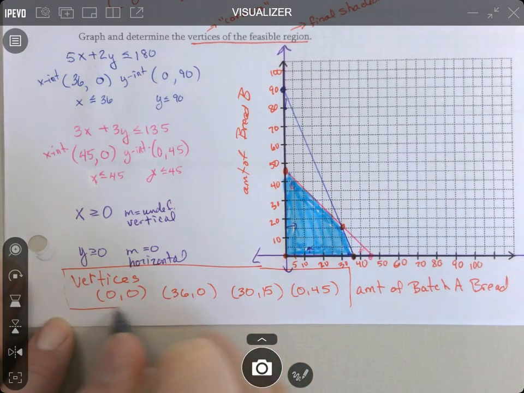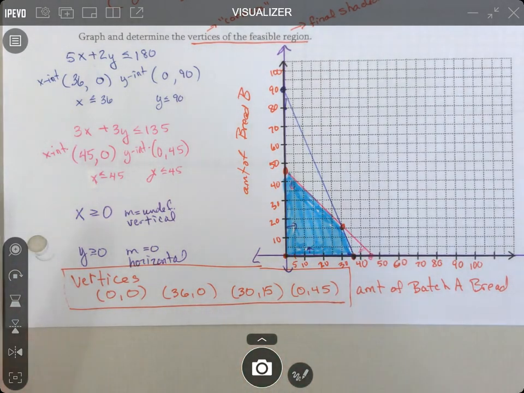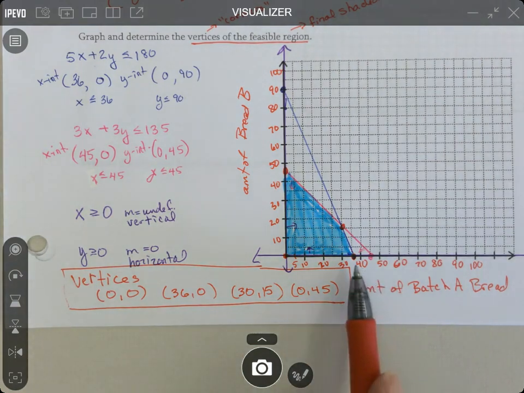Okay, are you seeing where I got my vertices from? And you see why our graphs need to be so accurate. Having the x and y intercepts is helpful if that's one of my vertices because I'm not guessing what it is. Okay, now we're going to flip it over and do more with this, and I will transfer the vertices so you don't have to keep flipping.